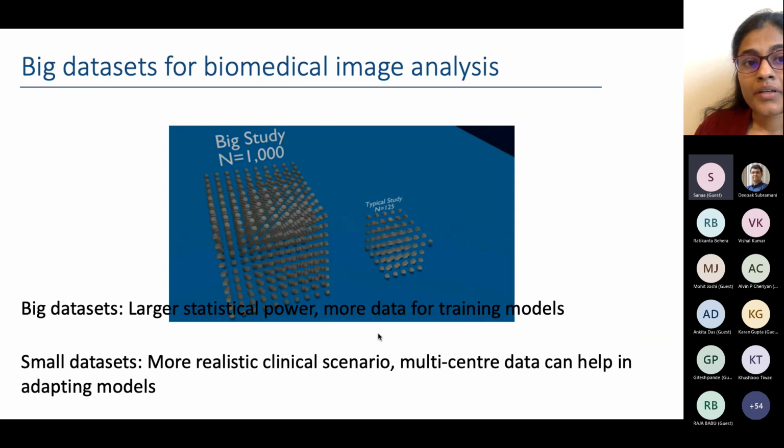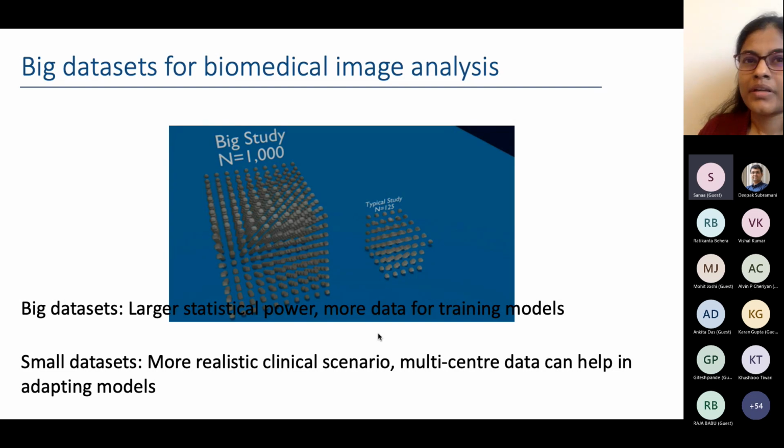Another huge prerequisite for biomedical image analysis is imaging data. There is another buzzword recently in medical image analysis called big data sets, because the larger the data set, the higher the statistical power of the results. You apply a method, you get results on the data. How can you say that this method is reliable? The more data you have, the more you can say with confidence that this method is performing well on a larger amount of data, so it's reliable. And also we get more data for training the model.